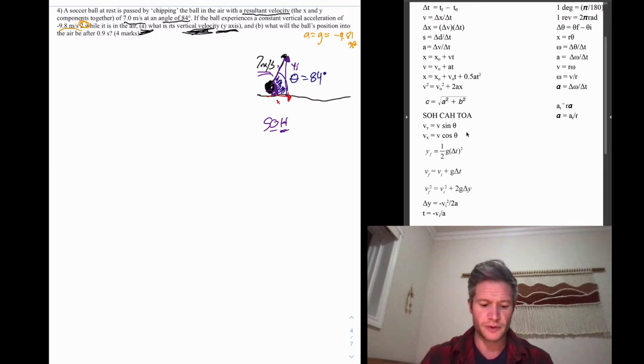So again, if we just rearrange this component, it'll be, again, opposite over hypotenuse, and we know our hypotenuse velocity here, so what we're trying to find is the opposite, which equals our y velocity. Okay, this is our hypotenuse velocity. Look at it that way. Okay, so that's why we use sine. That's what we know. That's what we're trying to figure out.